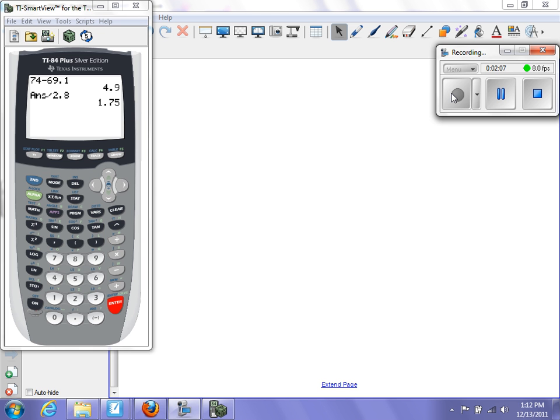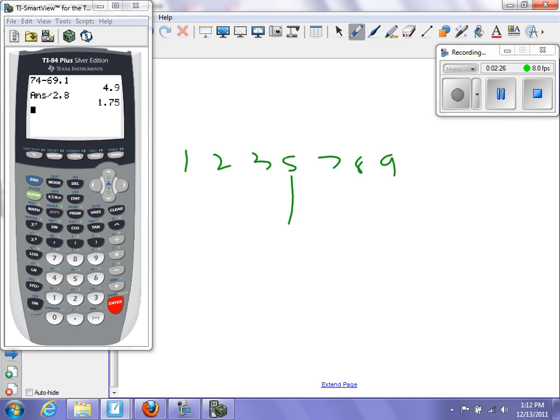So what happens if my data is distributed 1, 2, 3, 5, 7, 8, 9? What's my median? 5. My median is 5, right? It's right in the middle. That's my median value. But I now change this to 90. What would my mean be? You add them all together and divide, but it's certainly not going to be 5, is it? No. But my median is still 5, isn't it?